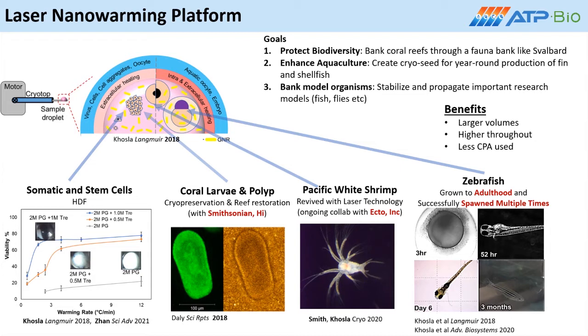Then, once these are stored and vitrified, we can use a high-power laser and nanoparticles so we can rapidly rewarm the cryopreserved droplets to room temperature at millions of degrees per minute, outpacing ice on the way back and maintaining viability.